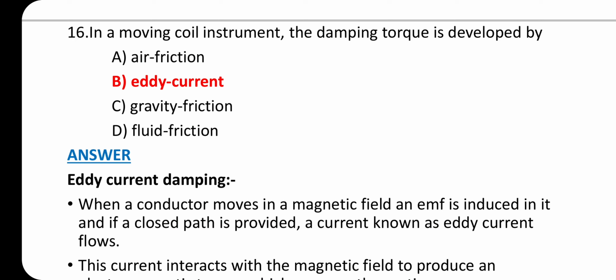First one, air friction damping. Second one, fluid friction damping. Third one, eddy current damping. The damping device should be such that it produces a damping torque only while the moving system is in motion. To be effective, the damping torque should be proportional to the velocity of the moving system but independent of the operating current. In the moving coil instrument or PMMC type instruments, damping is provided by eddy current damping.